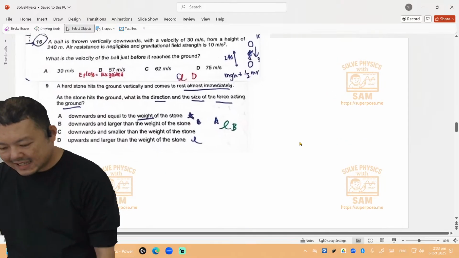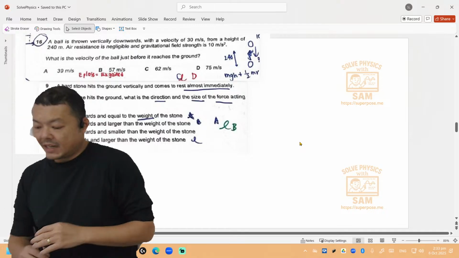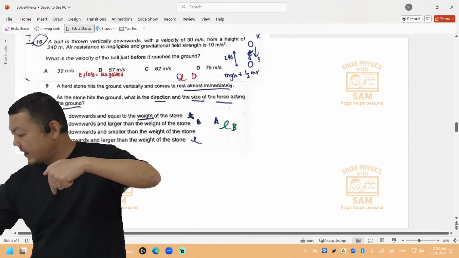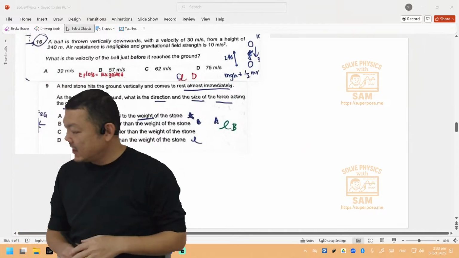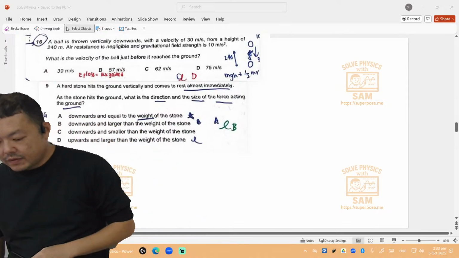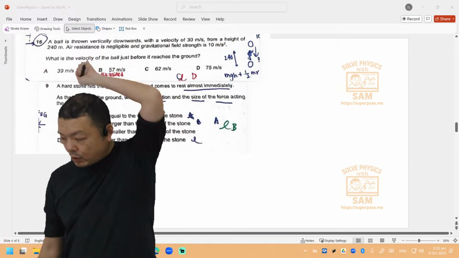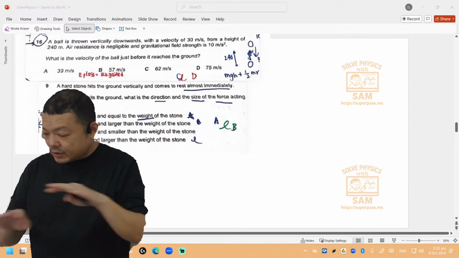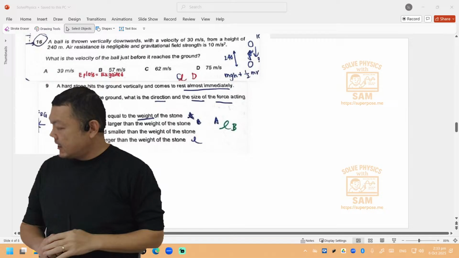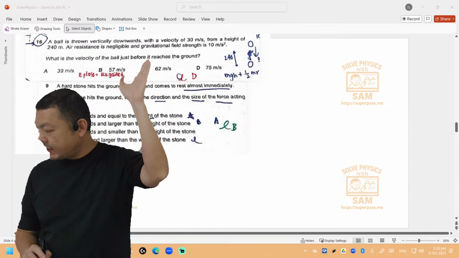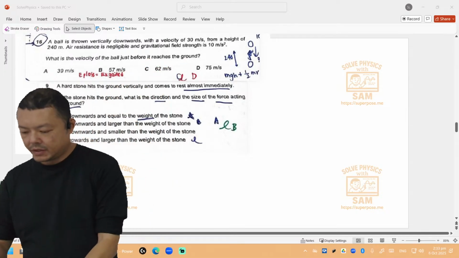Okay, let's do 16. A ball is thrown vertically downwards with a velocity of 30 meters per second from a height of 240 meters. Air resistance is negligible. G field is 10. What is the velocity of the ball just before it reaches the ground?